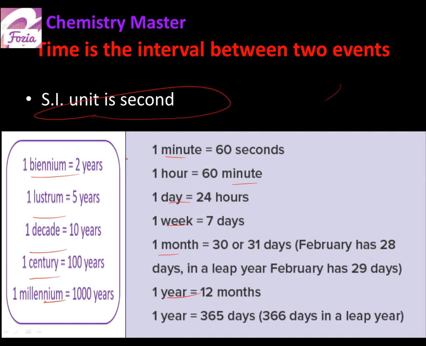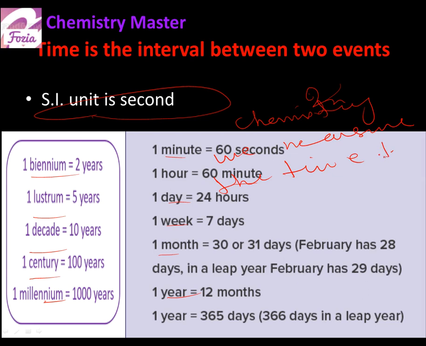And mostly, as I told you, in chemistry experiments we measure the time to the nearest second. So we are safe, as we are already working with the SI unit of time.